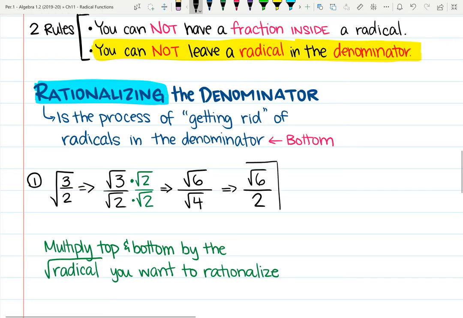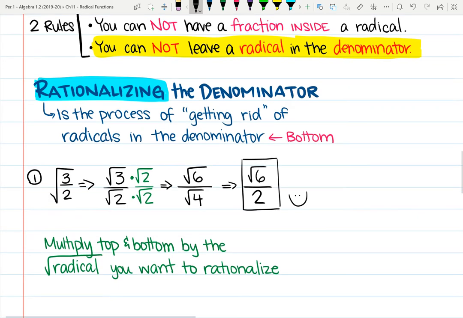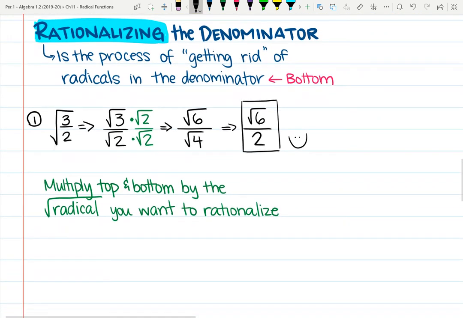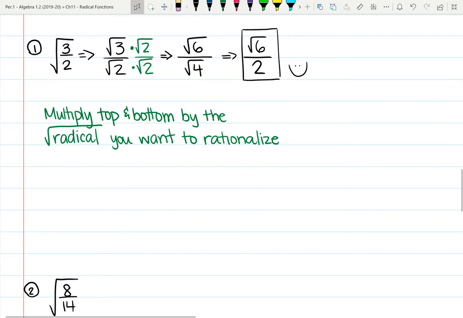This is my simplified form of the radical 3 over 2, right? So let me just check my rules. I don't have any fractions inside a radical. And again, there's no more radical in my denominator. Everything is all good. This is as far as we can go. So that's the key here. You need to multiply the top and the bottom by the radical that you want to get rid of, the radical you want to rationalize.